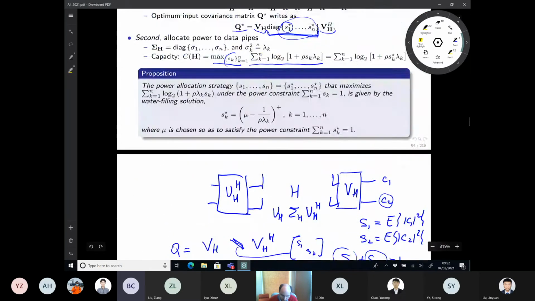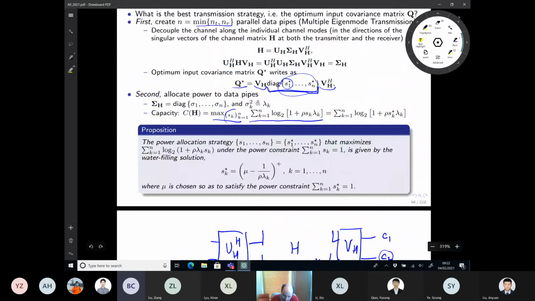Right, so the solution of this optimization problem is given by this. The optimal power allocation S, which I highlight with stars, that maximizes this quantity subject to a power constraint, is given by what is called the Waterfilling solution, given by this relationship here. So let me explain what that means.